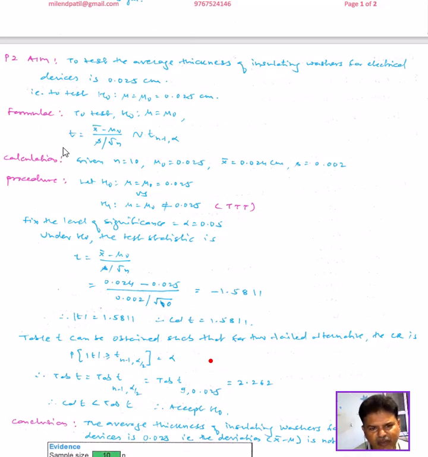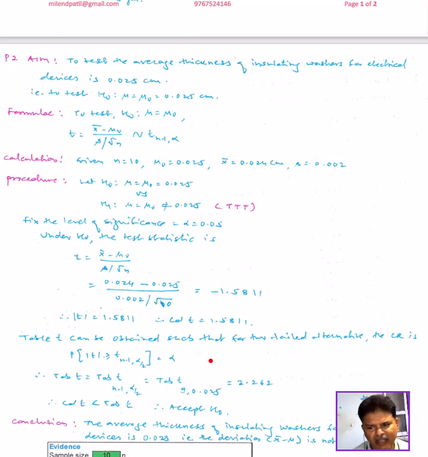Use the same formula. T is equal to x bar minus mu naught upon s upon root n, which follows t with n minus 1 degrees of freedom. The value of n is given, the value of mu naught is also known, and the value of x bar is also given. The value of s is also known, 0.002. Apply the two-tailed test and fill in all these values. What we are getting is a calculated value of 1.58.